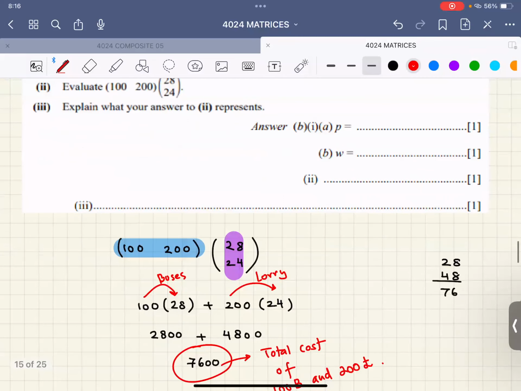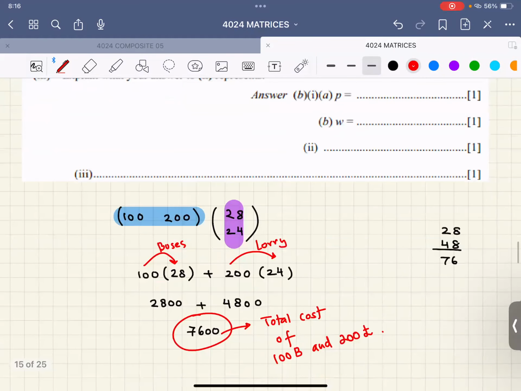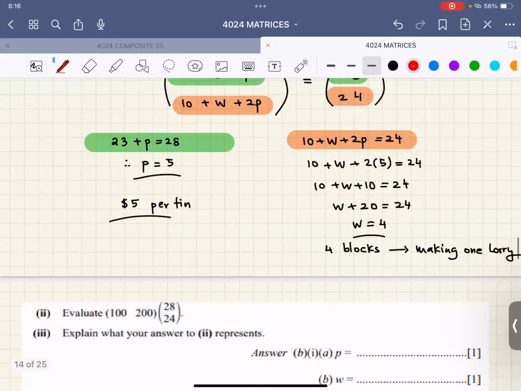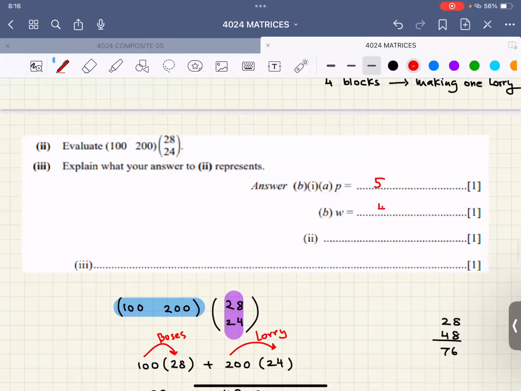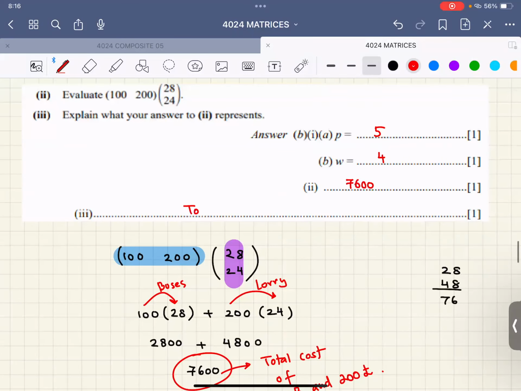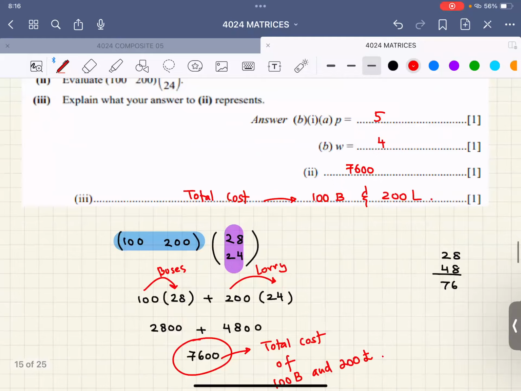So we are getting this answer as P is already found. P was 5, W was 4. Part 2 was 7600, and this answer is the total cost of 100 buses and 200 lorries. That is the answer for this part.